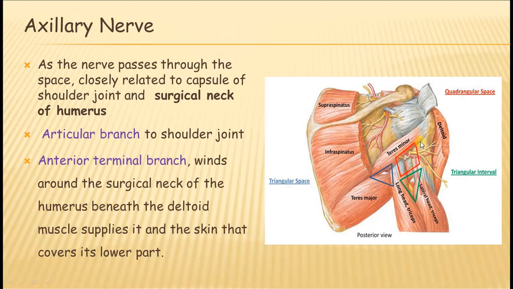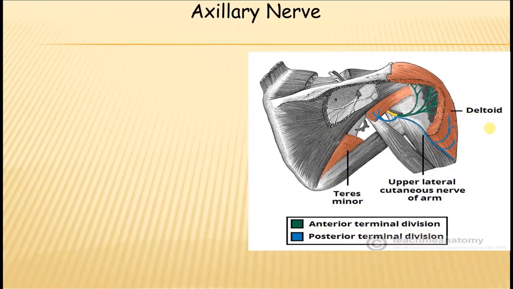Okay, so anterior branch winds around the surgical neck and supplies the deltoid from its deeper aspect through its lower part. So anterior branch. Coming to the posterior branch, so here you are able to see the blue colored one is actually the posterior terminal division of the axillary nerve.